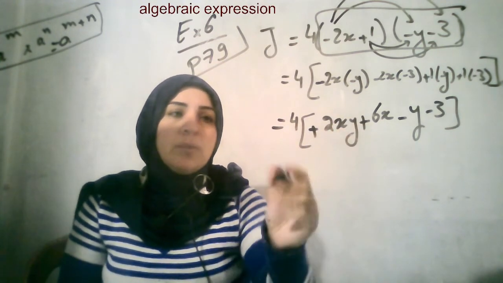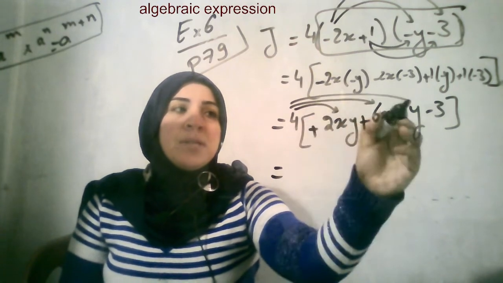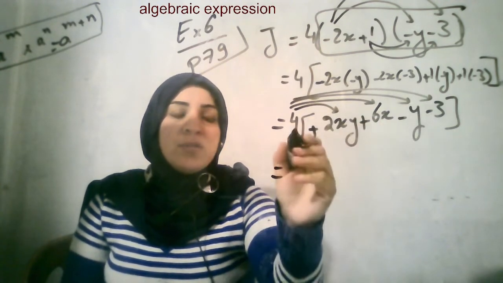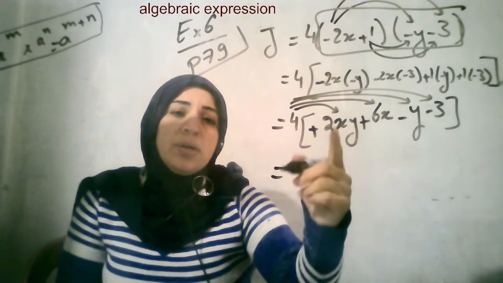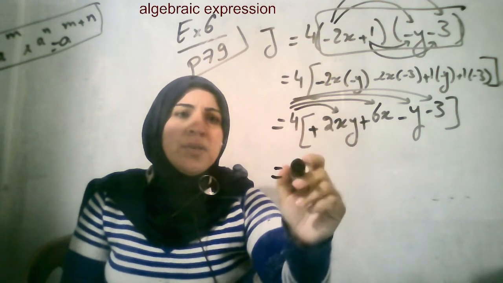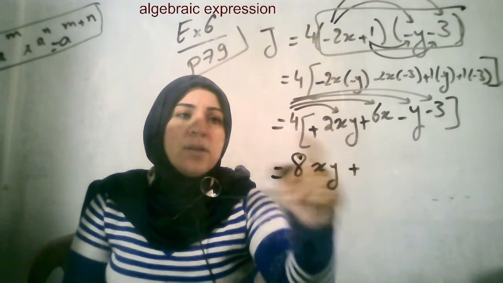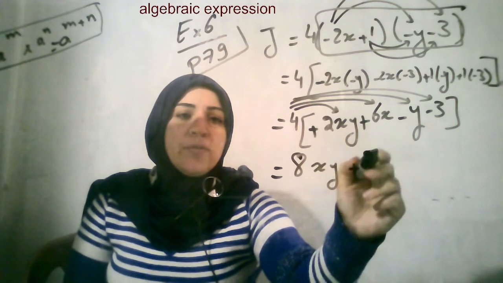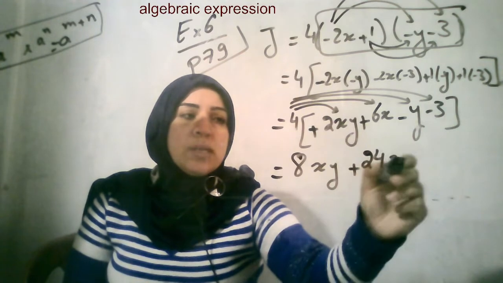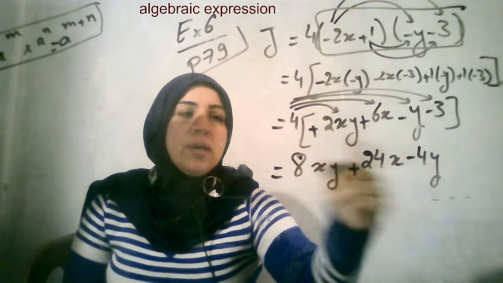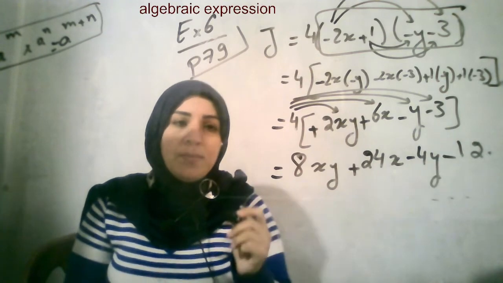Okay, what to do now? I have to multiply 4 by each term. So it's 4 into plus 2xy. You can write it in detail, or I can directly say 4 times 2 is 8, and we write xy, plus 4 times 6 is 24, and we have x here. 4 into minus y is minus 4y, and 4 into minus 3 is minus 12.